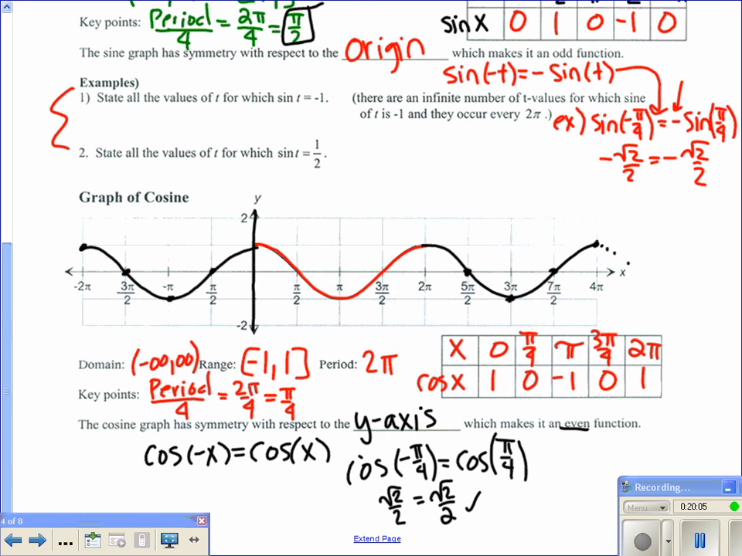So that's for the cosine function. So let's go ahead and go to the next page.